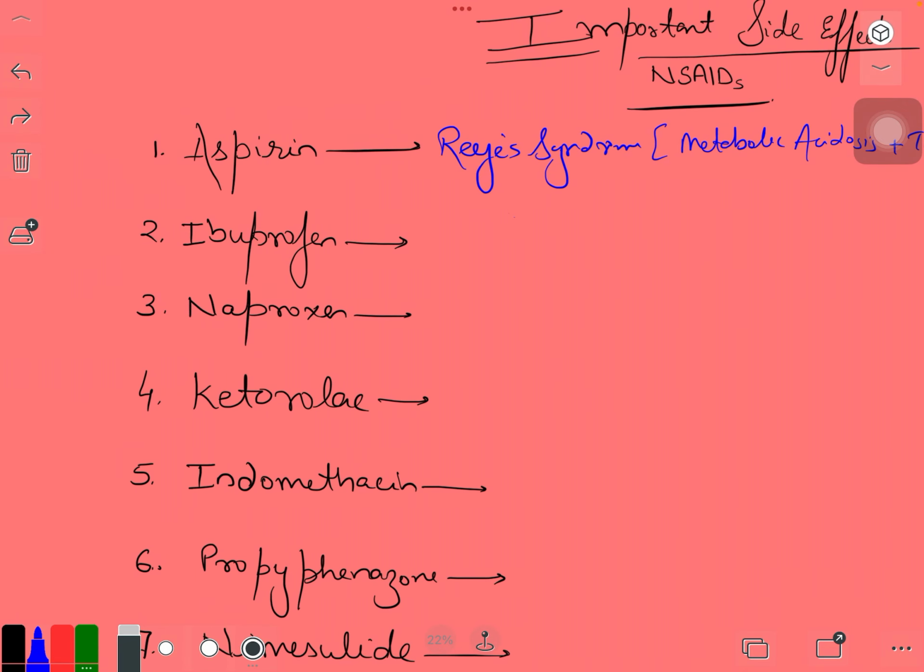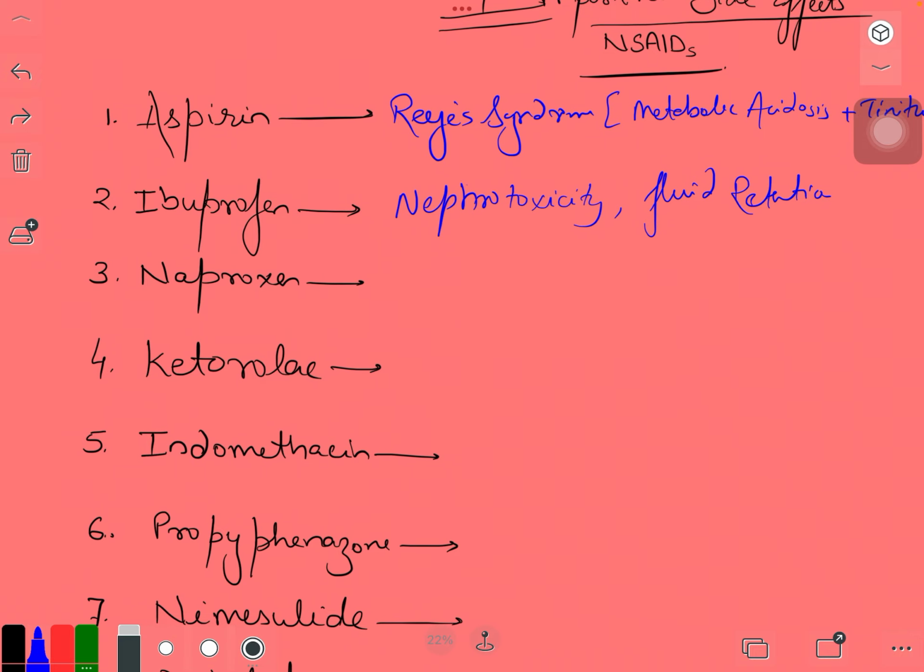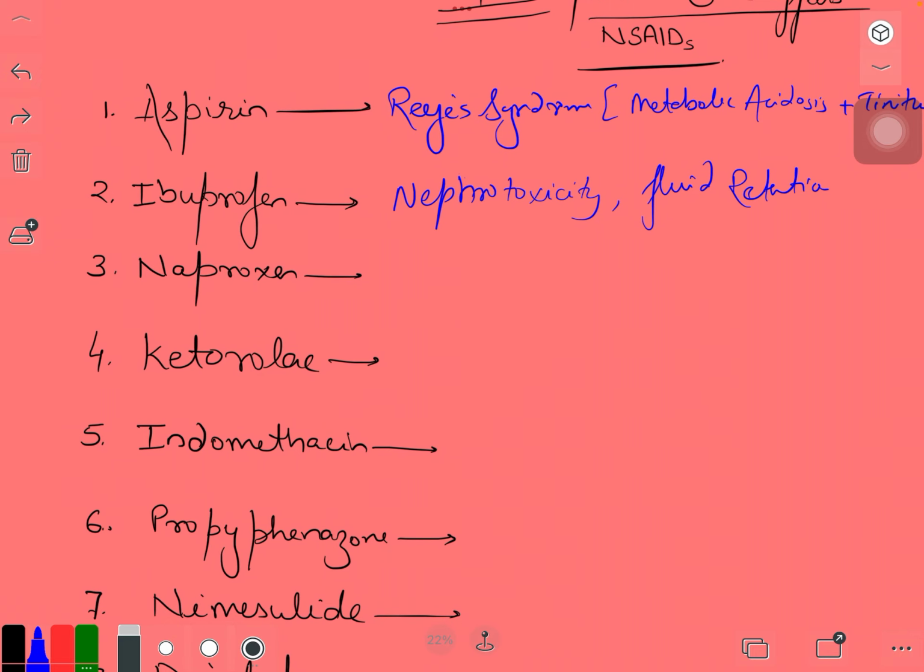Right. Next is ibuprofen. Ibuprofen is highly nephrotoxic. So nephrotoxicity, and because of this, fluid retention. We'll focus only on the most important one. Okay, there are also some other side effects. We'll not focus on that anymore.